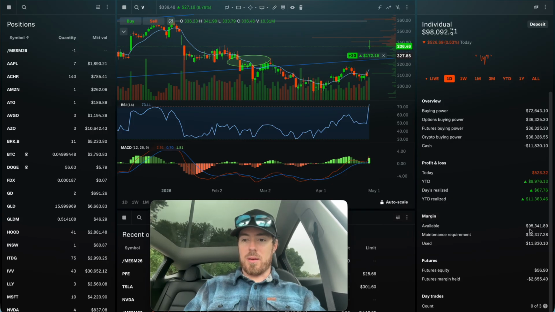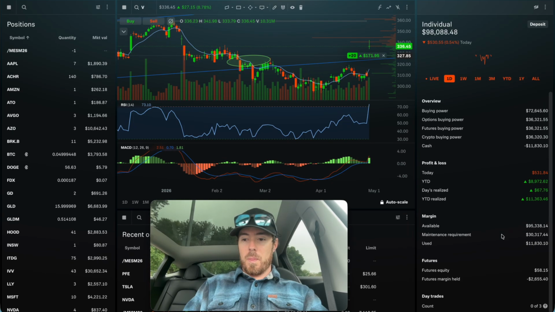Available 95. I'm only 10% bought in, so I have a lot more buying power available for me whenever I see something that's really low. I can get into it now. Futures equity, futures margin held.